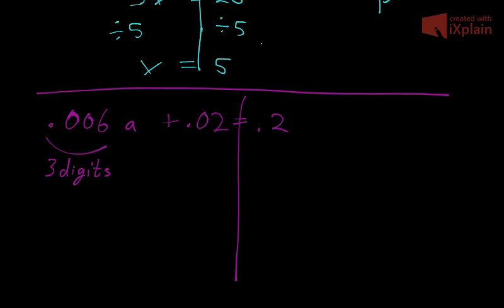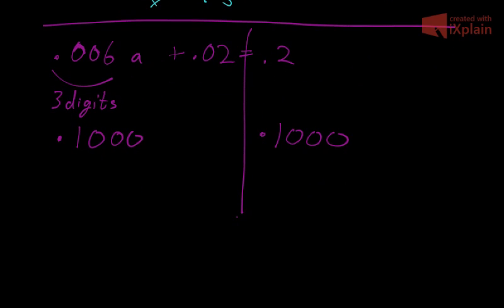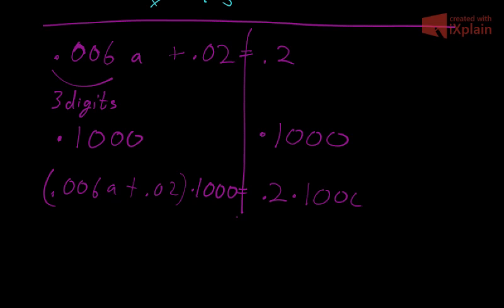So to get rid of my 3 digits in the decimal there, I'm going to have to multiply by a 1 with 3 digits after it, and I'm going to do that to both sides, because the 1 with 3 digits after it is going to let me move my decimal 3 times. So I'm going to end up with 0.006a plus 0.02, all that is multiplied by 1,000, equals, and then I have 0.2 times 1,000 over here.